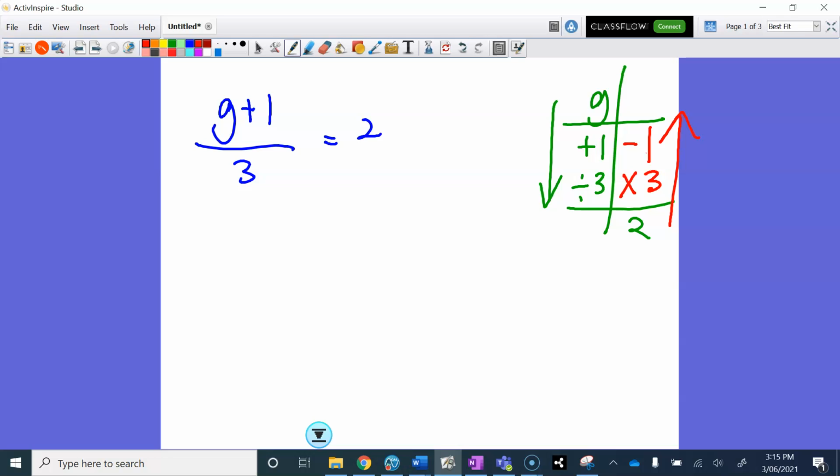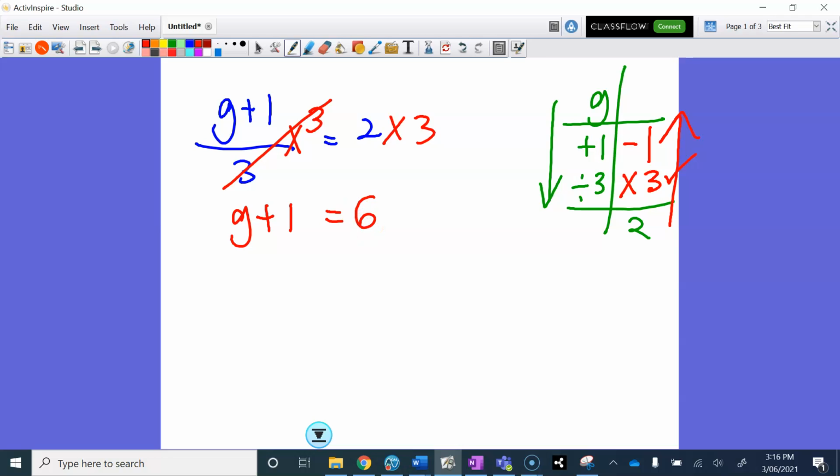So working backwards in my story, what I need to do first is to multiply both sides of the equation by 3. If I multiply this side of the equation by 3, I need to also multiply this side of the equation by 3. And that has the effect of cancelling out the fraction, and I'm left with G plus 1 is equal to 2 times 3, which is 6.